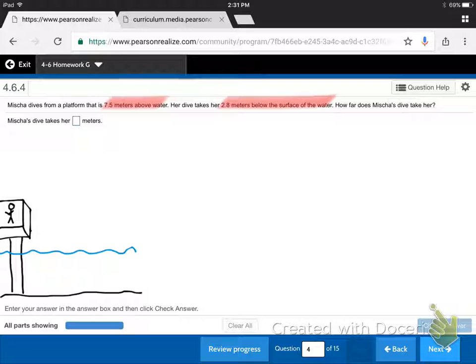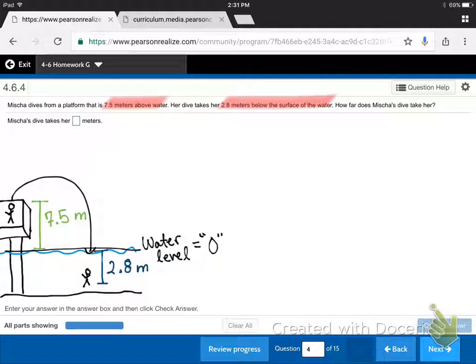So we have Mishka standing on top of the platform, and that platform is 7.5 meters above the surface of the water. So she jumps in, she's now in the water, she's 2.8 meters below the surface. So this water level, the surface of the water, is our 0. So when she's 2.8 meters below, if this was a number line, you could think about that as negative 2.8. So let's find the distance. You answer the question, how far away is something from something else? Well, you say the distance between the two.